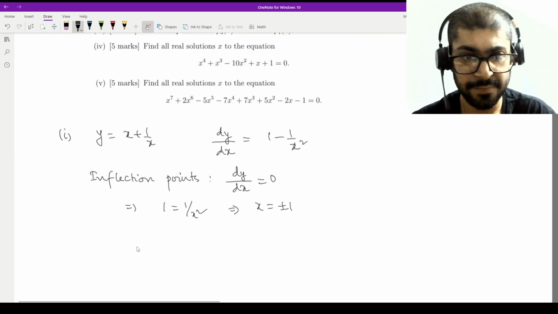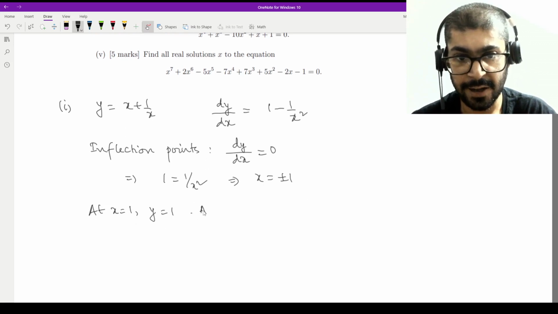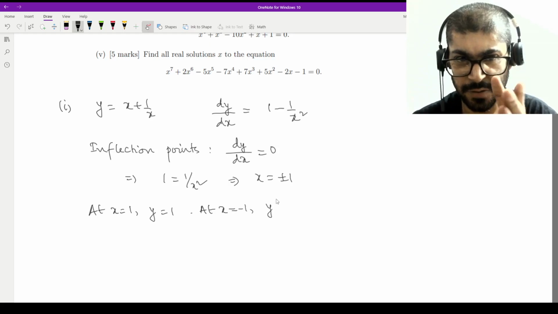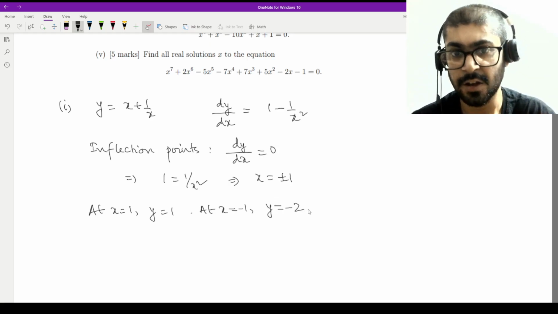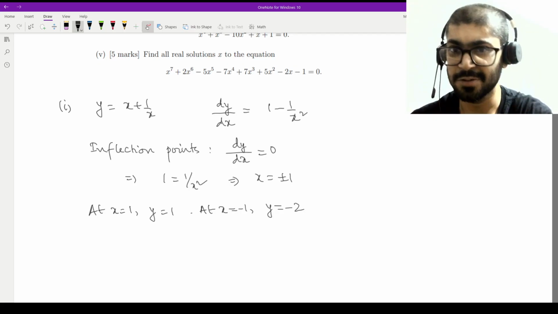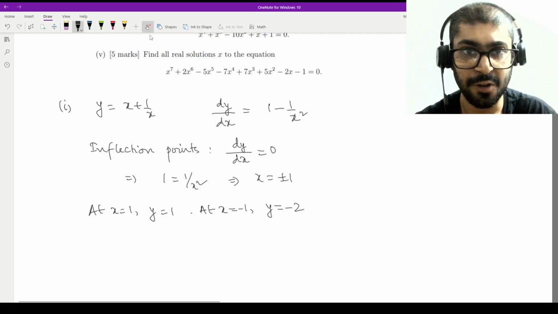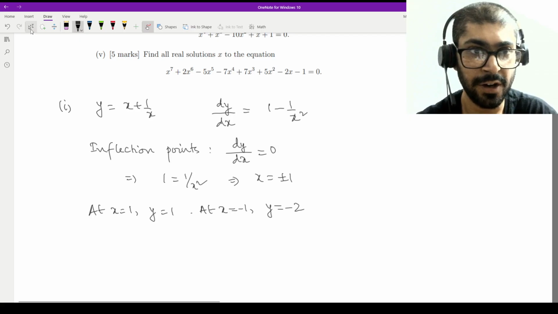Now at x equal to 1, y would be equal to 2. At x equal to minus 1, y is equal to minus 1 minus 1, which is minus 2. Alright, so the turning points are very symmetric. The function will turn at (1, 2) and (-1, -2). It's a hyperbola, so you can imagine how it looks. I will try to draw it.